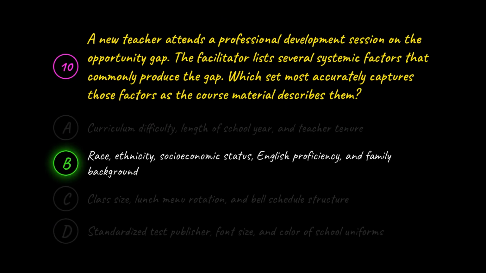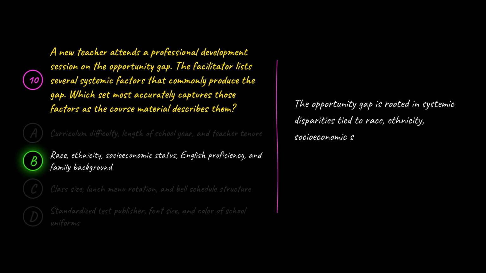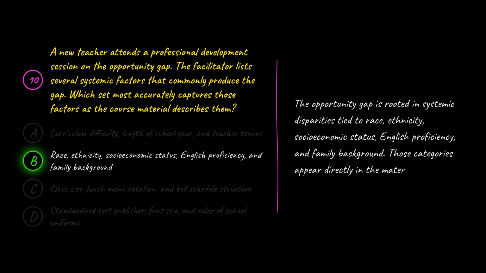The correct answer is B. Race, ethnicity, socioeconomic status, English proficiency, and family background. B is correct because the opportunity gap is rooted in systemic disparities tied to race, ethnicity, socioeconomic status, English proficiency, and family background. Those categories appear directly in the material as the drivers of unequal access.